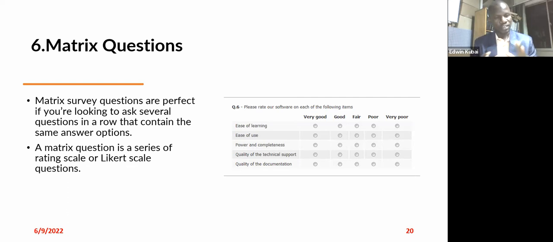But my advice to you is that you must use almost all these kinds of questions that I'm trying to explain to you. They are very significant in generating quantitative data that you are going to use for analysis. For example, please rate our software on each of the following: ease of learning, ease of use, power and completeness, quality of technical support, quality of documentation. So you must read more about how to come up with very good multiple choices for matrix questions that can help you build a good scale that you can use for measuring the variables under consideration.